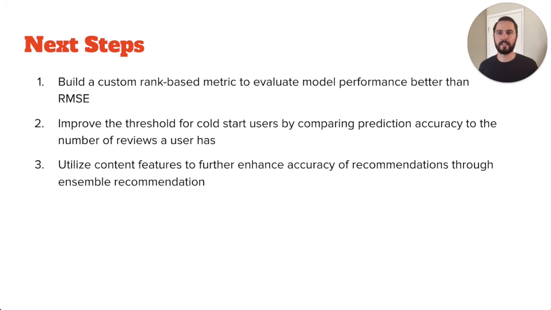So finally, the next steps I'd like to take for this project are to build a custom rank-based metric to evaluate model performance rather than using the RMSE that's built into the surprise library. And then I want to improve the threshold for cold start users by comparing prediction accuracy to the number of reviews that a user has. And finally, I'd like to utilize the content features in the dataset to further enhance the accuracy of recommendation by using an ensemble method to use those content features along with the collaborative ratings that the model includes currently.